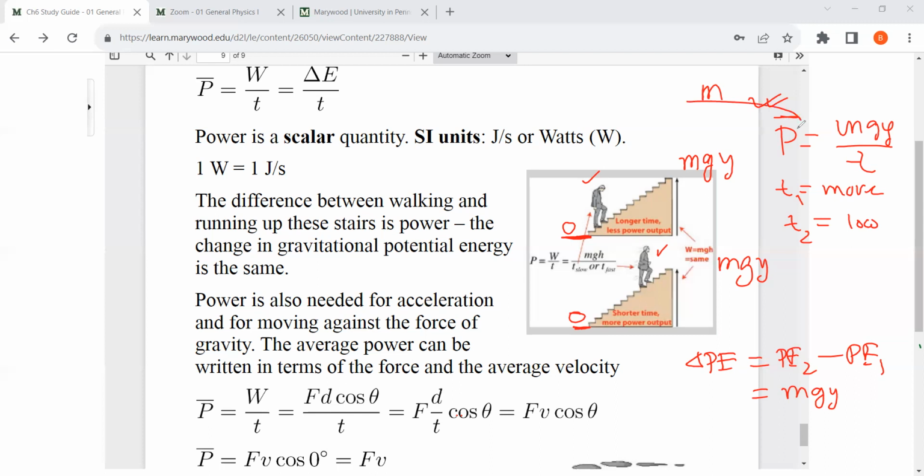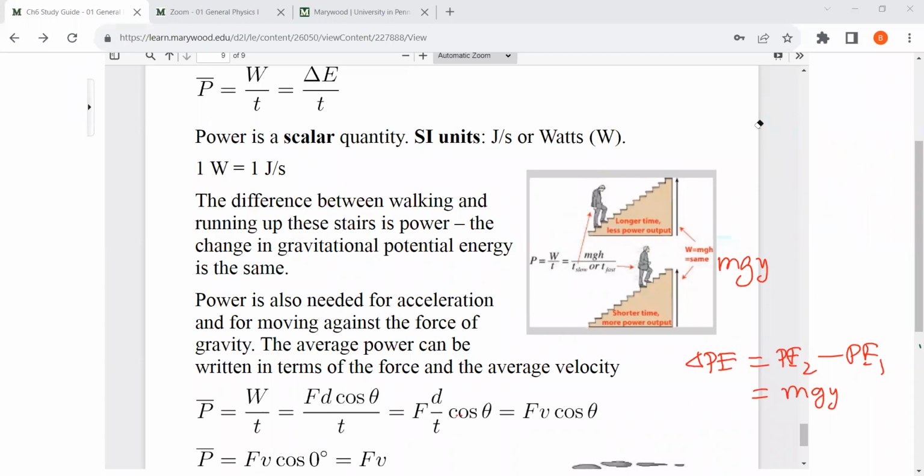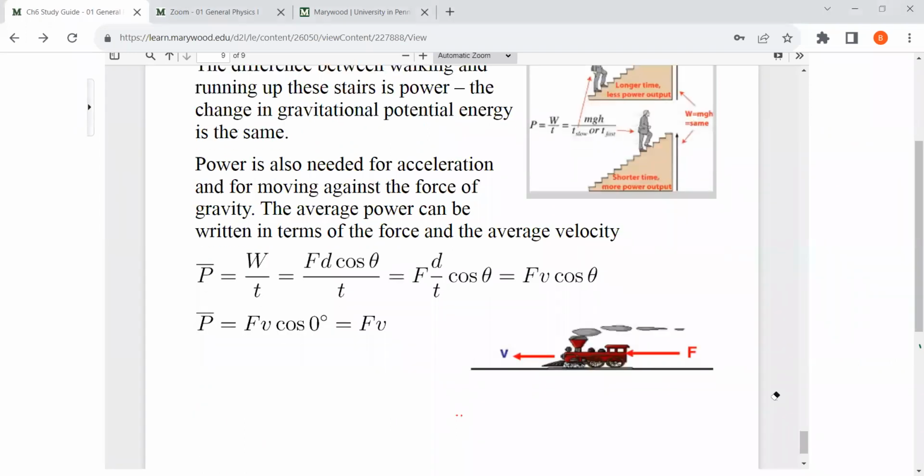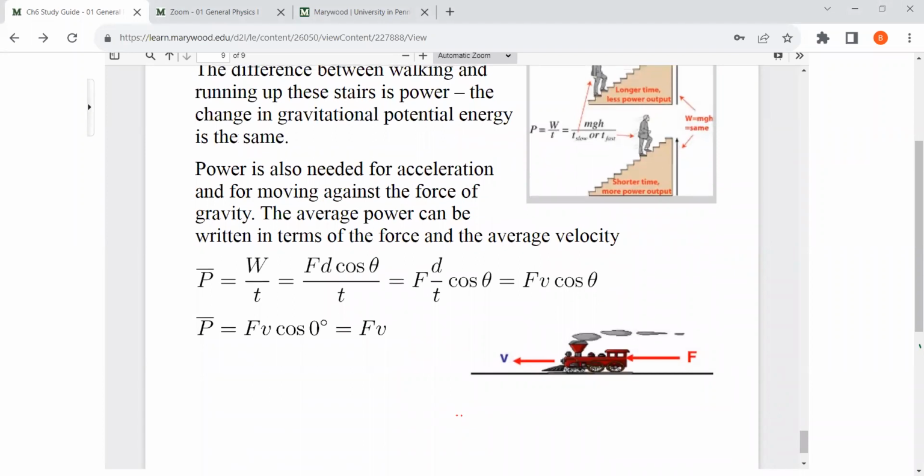The last thing I am going to talk about is another form of power. You now know that work done can be written as W equal to FD cosine theta. For simplicity, let's say the direction of the force and displacement are the same, so then it will be just FD. Now the average power is W over T, and that can be written as FD over T.